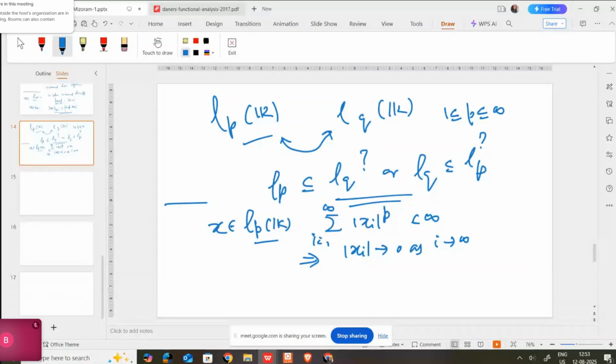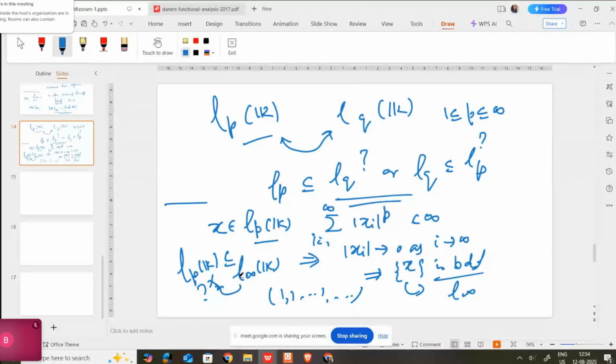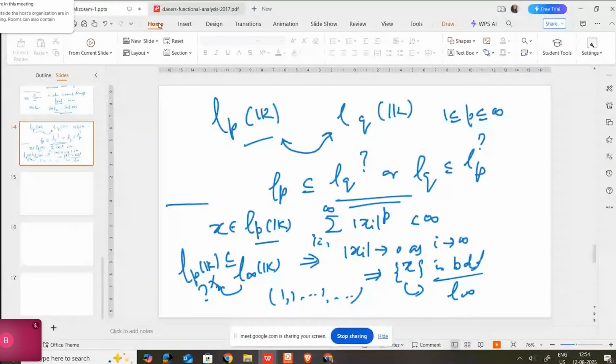So what have we shown? We have shown that l^p over K is contained in l infinity. What about the other way around? It's not true. Why? You take the sequence 1, 1, 1, and so on. This sequence is bounded, but it cannot be in any l^p. I will show you the other containment, l^p contained in l^q, next time.